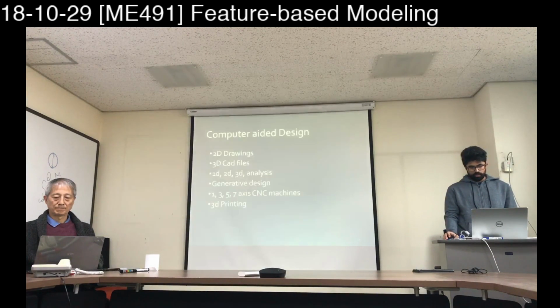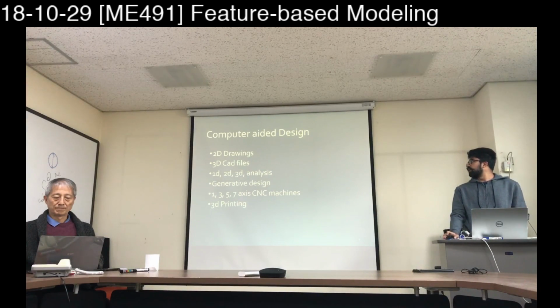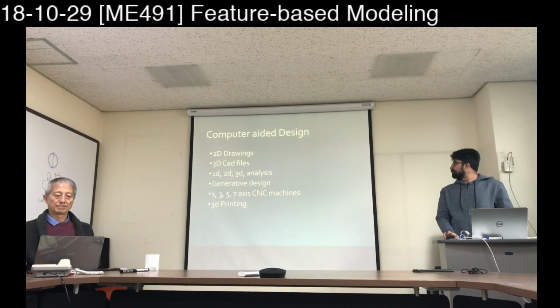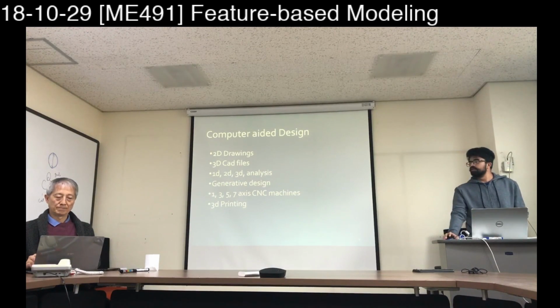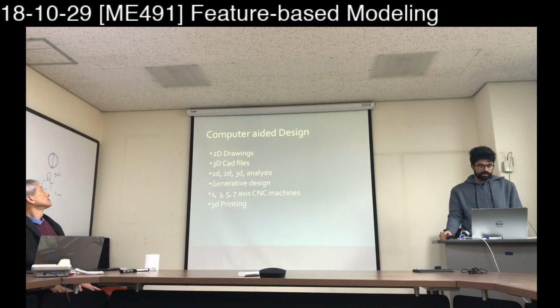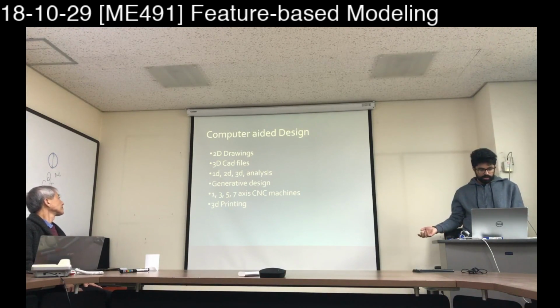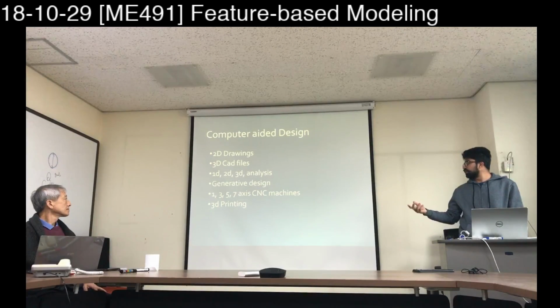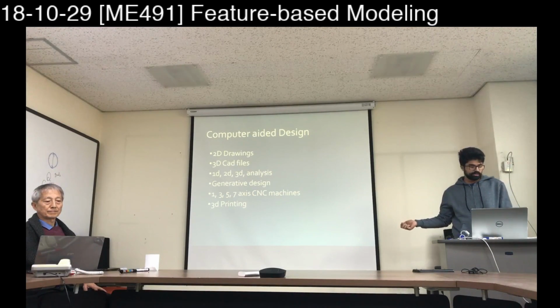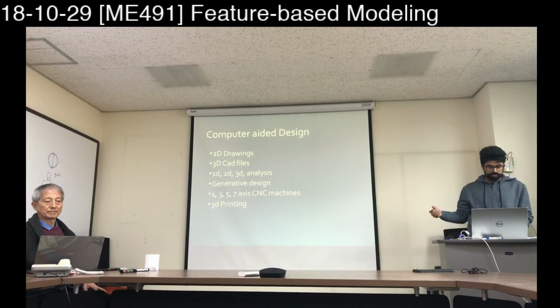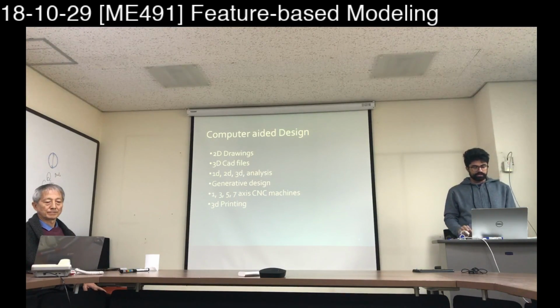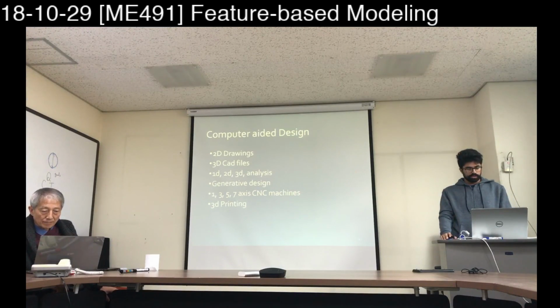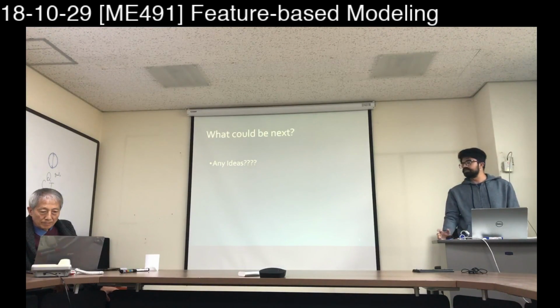We have discussed different things up to now, like 2D drawing, 3D CAD files, different types of analysis, generative design, and we have a little bit of an idea of CNC machining, and there are different types of CNCs like 1 axis, 3 axis, 5 axis, etc., and 3D printing. So my question is, what could be next?